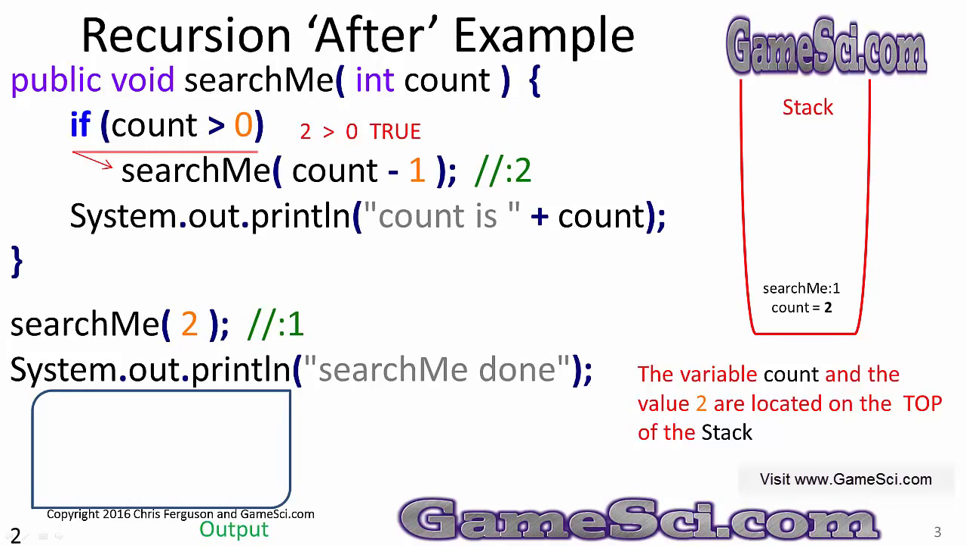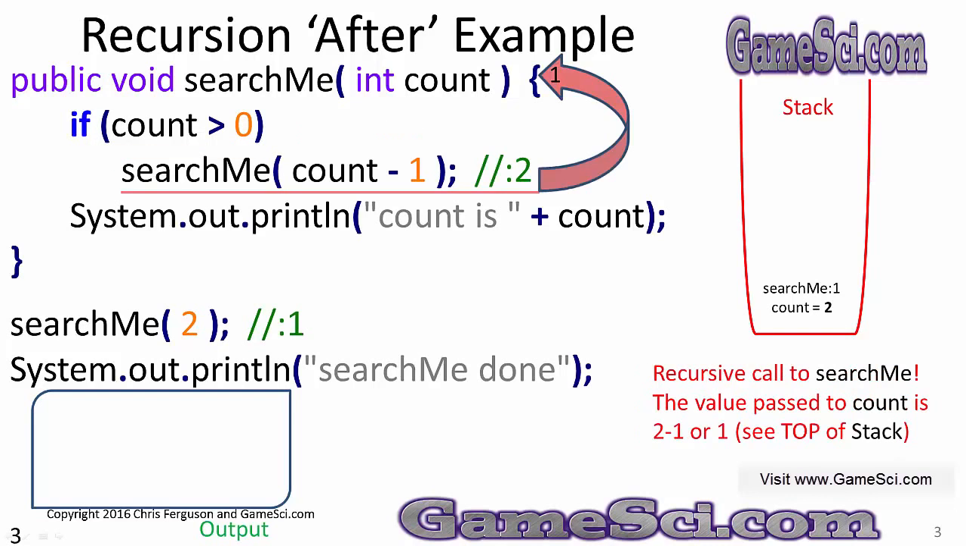Now I'm not going to draw it as a separate variable this time. Where this value is getting stored is on the stack. You can see count is 2 right here. That's where this 2 comes from. So count is 2, 2 greater than 0 is true, which means we're going to execute the code in the if statement. And what does that mean? Whoop, recursion. We're going to recursively call ourselves, passing it count minus 1 as the parameter.